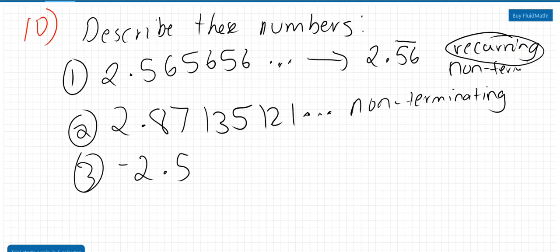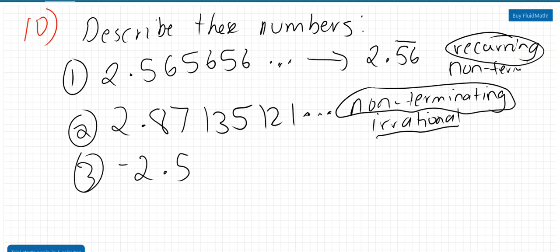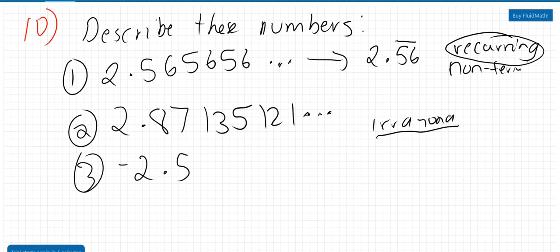Now, these numbers do have another name. I don't know if we've learned it yet. You may know it already. It's also irrational because there's no pattern. But at this stage, if you write non-terminating, you'll get full marks for that.